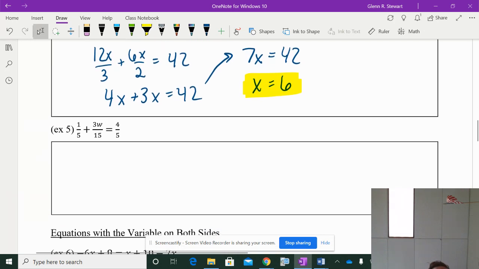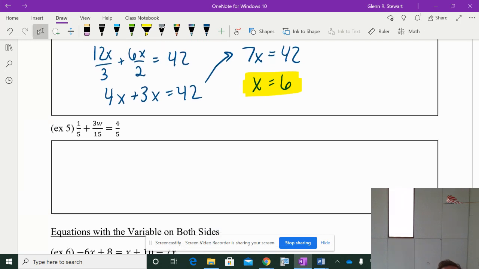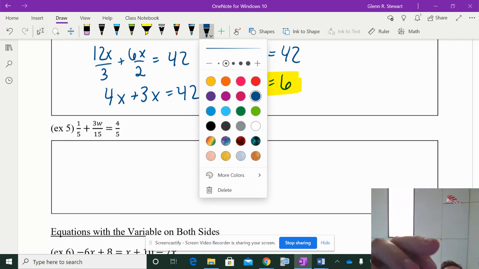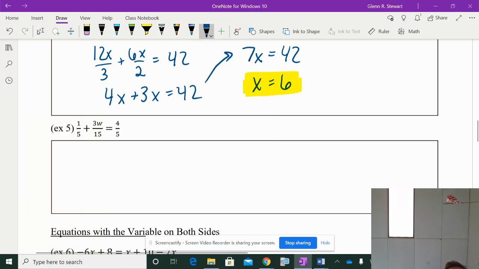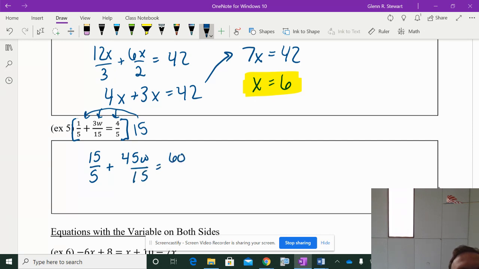Take a look at example number 5. 5 and 15, what number do they have in common? That's one of the first things that we're looking at. And if you see, both 5 and 15, the greatest common factor between them is going to be 15. I'm going to distribute throughout. 15 over 5 will give me 3. And then 3 and 15 is 45W over 15 is equal to 60 over 5.